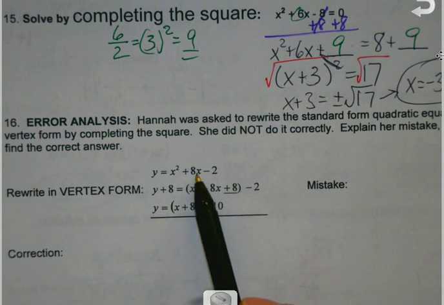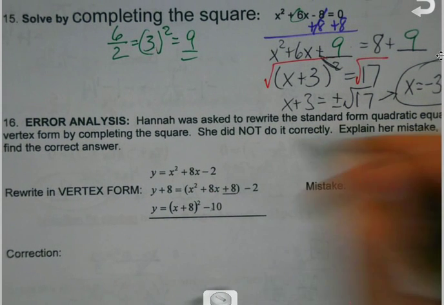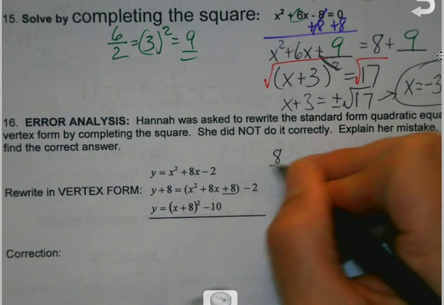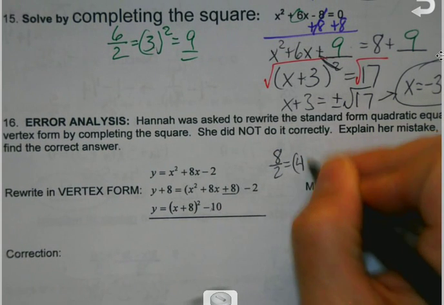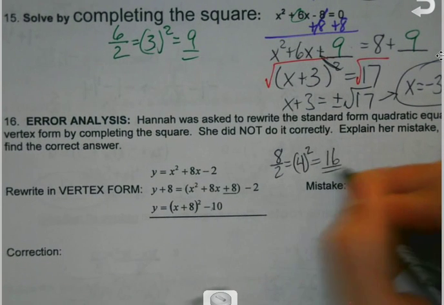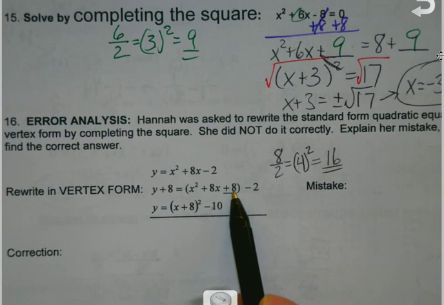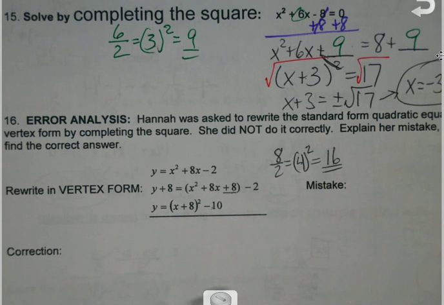So she sectioned off her x terms. Okay, that's a good idea. So let's see. B divided by 2 and square. Oh, what's 4 squared? Yeah. So what do you think she did? How do you think she came up with 8 instead of 16? That's kind of what I might be thinking too. I think she might have thought this is 4 times 2 instead of 4 squared.